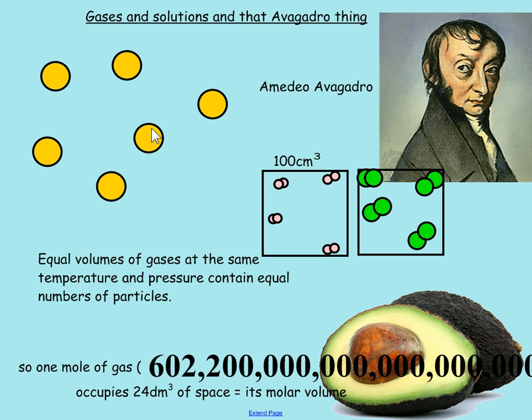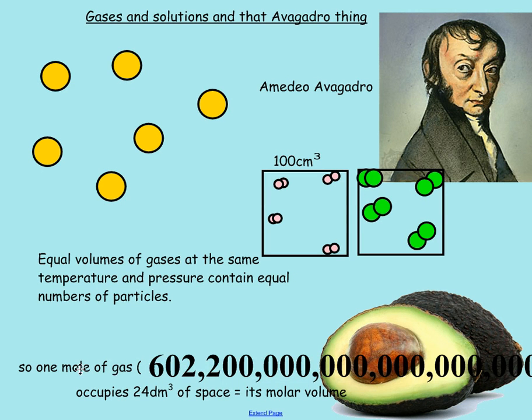So here I've put some particles because we know gas particles are far apart from each other. And he said in all his infinite wisdom that equal volumes of gases at the same temperature and pressure contain equal numbers of particles. So if I looked at 100 centimetres cubed of nitrogen, say, it would have 8 particles, for instance. And 100 centimetres cubed of oxygen, it too would have 8 particles. In fact, 100 centimetres cubed of carbon dioxide would have 8 particles. I just guessed at 8. It's not actually 8, but the point is it's all the same.